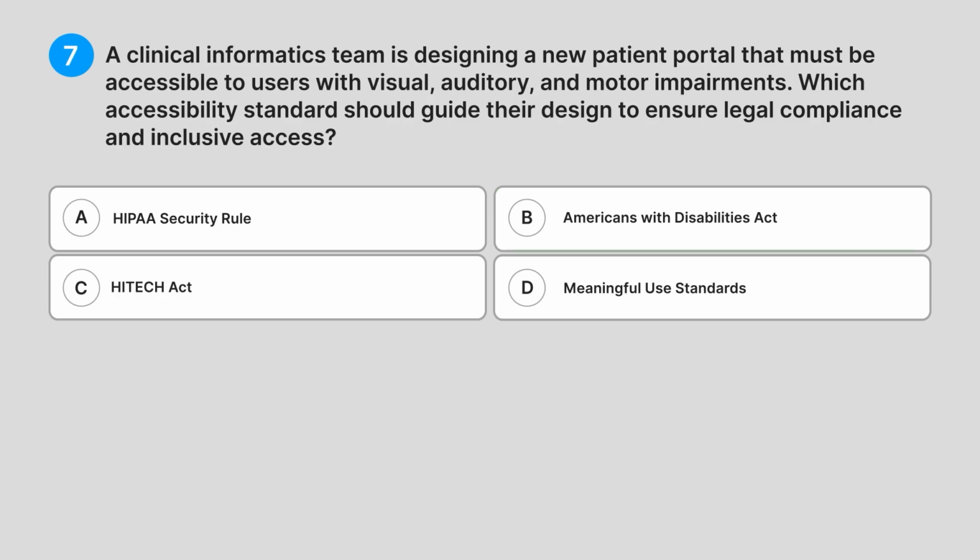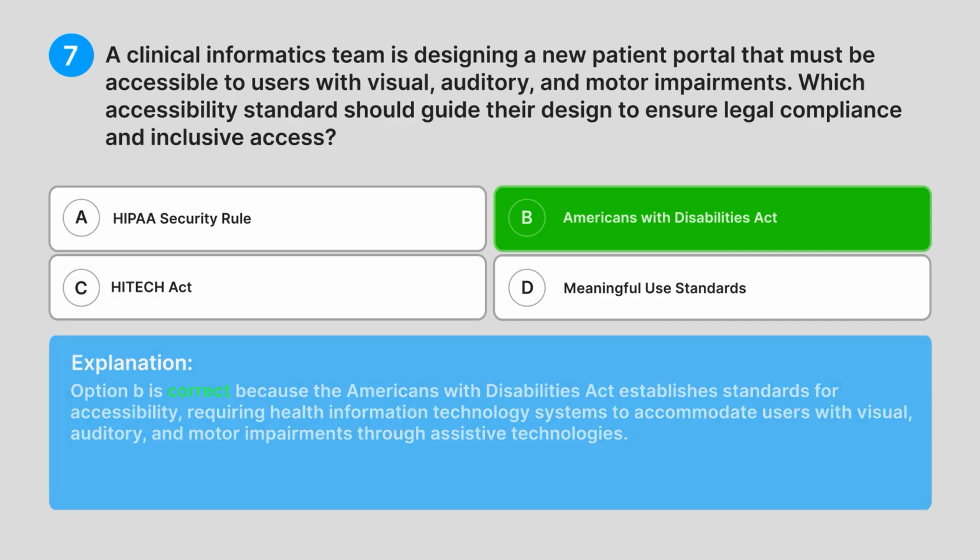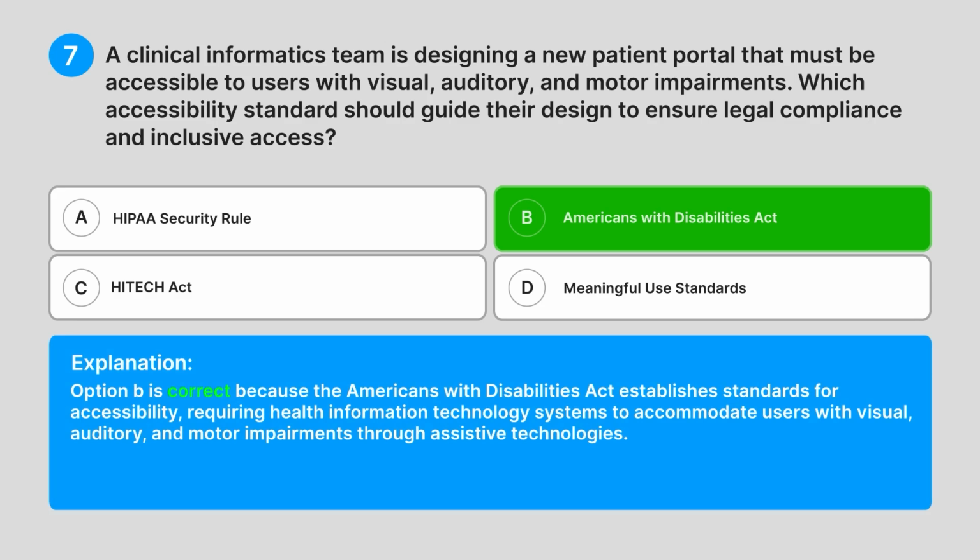Correct answer, B. Americans with Disabilities Act. Explanation. Option B is correct because the Americans with Disabilities Act establishes standards for accessibility, requiring health information technology systems to accommodate users with visual, auditory, and motor impairments through assistive technologies.